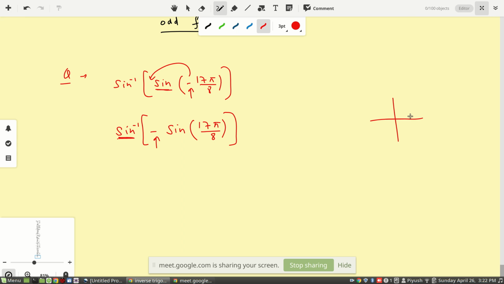And you know that for these 3 families, sine inverse, tan inverse and cosec inverse, if negative is here, then this negative will again come outside. So it will be minus of sine inverse of sine 17 pi by 8. And after that, you know how to handle this. This one we have already solved, and I want you to solve this. The extra negative, how to deal with that, I just did, and the rest of the things you know.